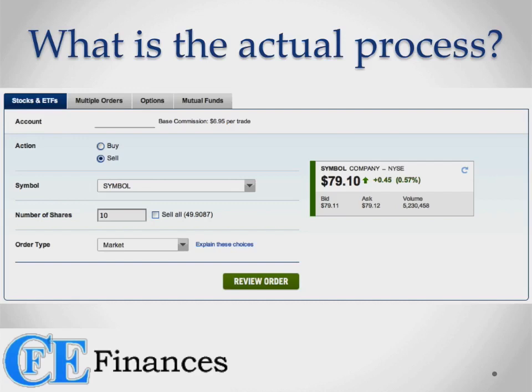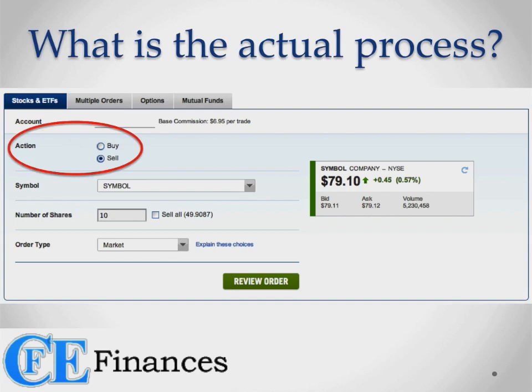Investing for beginners, lesson 5, what is the actual process? When you're ready to sell, it's a little less overwhelming than buying since you already know the process. Looking at this example of selling a stock through a ShareBuilder brokerage account, you can see that it is very similar to buying. So let's go through the steps for selling.